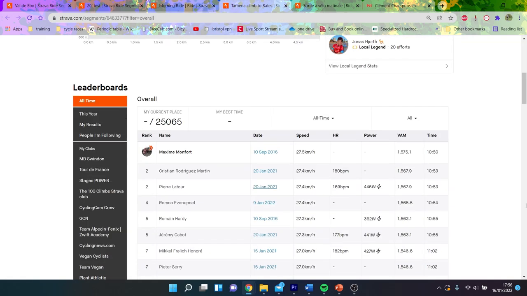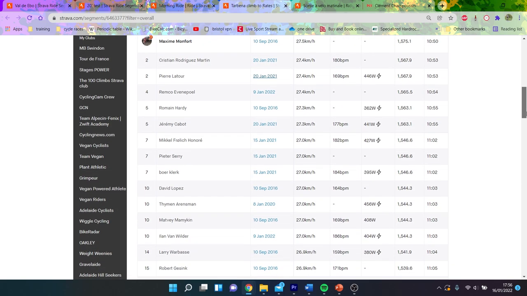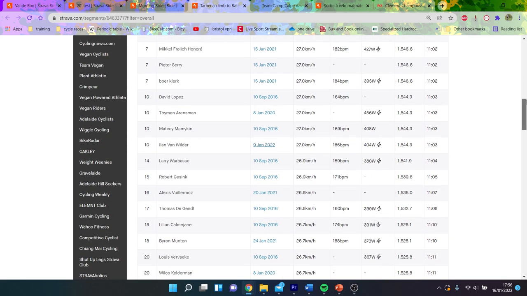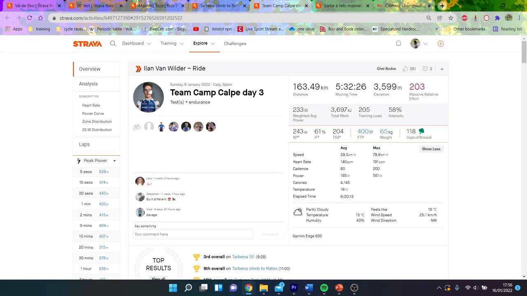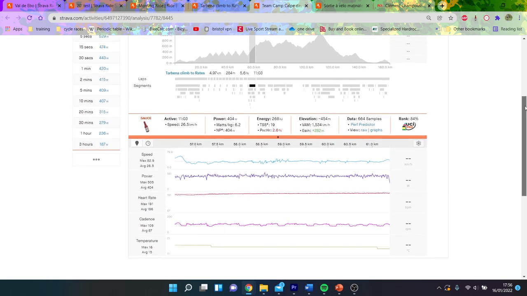So Quick Step like to do sort of a 15 and a 3, so I assume they're probably using a critical power calculation. But you can see here Ilian Van Wilder as well. We can have a look at his numbers. But it's just crazy how strong these people are in training. And it makes you really appreciate how good they are also at the end of a race.